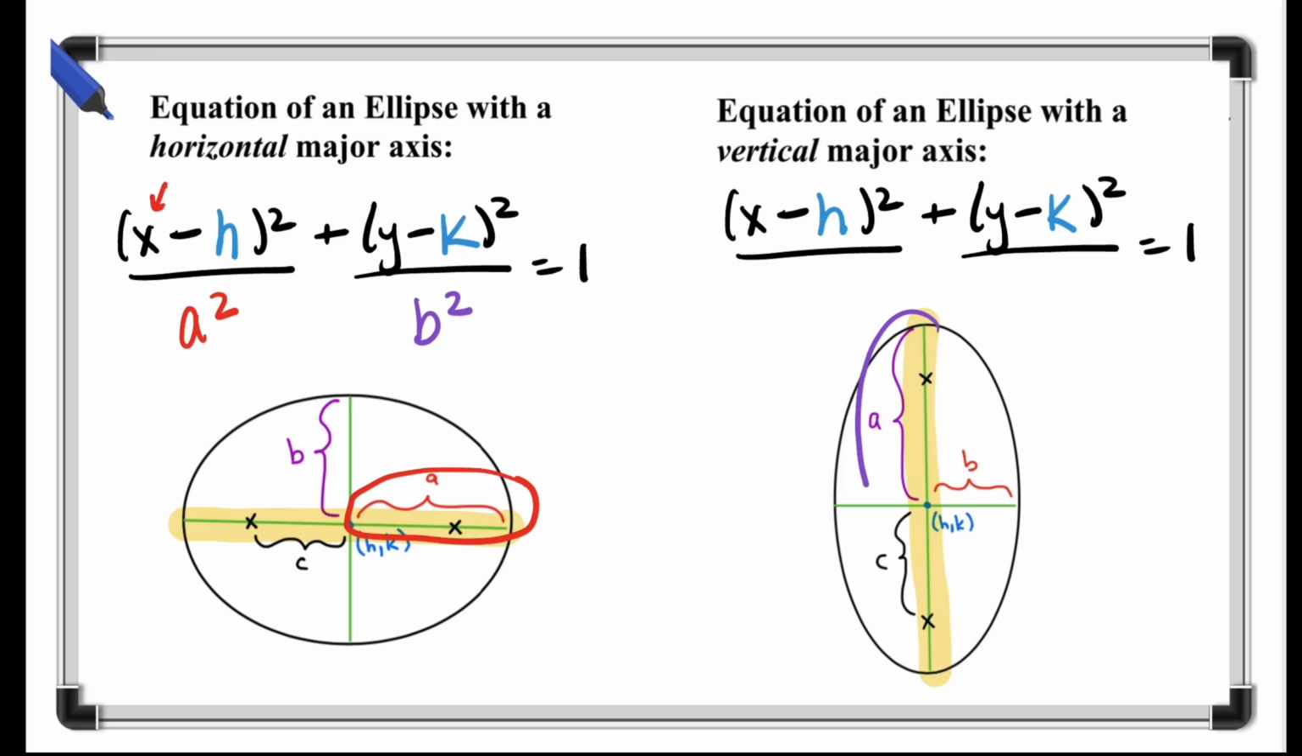Now, if the a value is on the vertical axis, you're going to put that a squared where you have the y, so in that second fraction. And then, of course, the b squared is going to go in the first fraction. So remember that your a value is always going to be larger than your b value. That's how you're going to know which axis is your major axis.